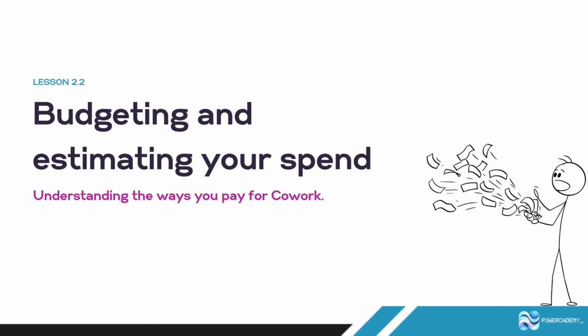Now, I definitely don't want to bore you to death with licensing, but this is going to be the last section where we speak about pricing and licensing, and this is going to be around budgeting and estimating your spend. The main goal through this lesson is for you to understand the different ways that you can pay for Cowork, which we have alluded to, but I'm going to take you through the official Microsoft documentation, what it shows, and where I think this is going in the future, because I don't think usage or consumption-based billing is going to be the future for Cowork, but we're going to get into that during this lesson.